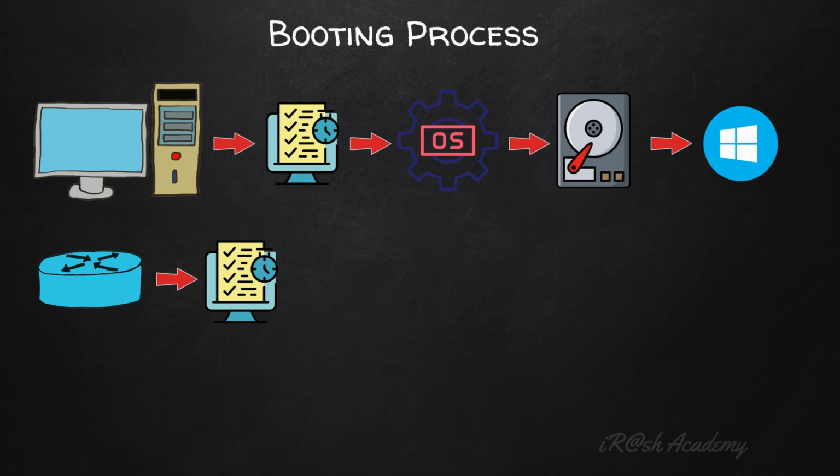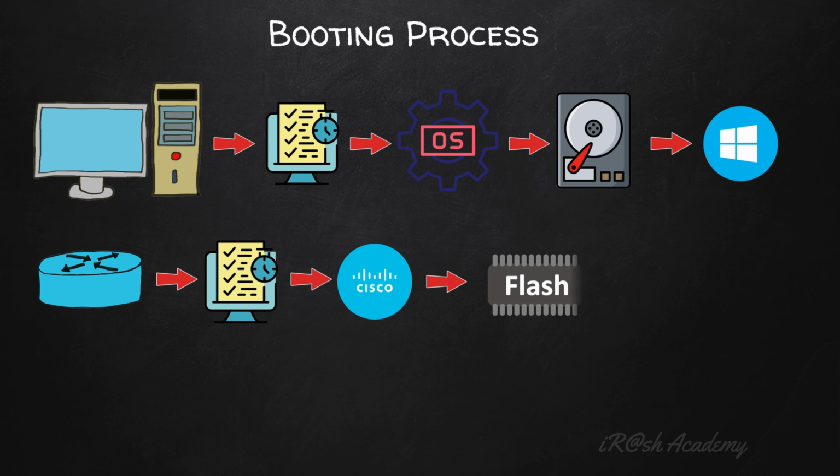Then after the POST process, the router will look for its Cisco operating system, which is called IOS. IOS stands for Internetwork Operating System. Same as Windows or Linux in a computer, the Cisco devices use Cisco IOS as an operating system. So where is this Cisco IOS file located? In the computer we know it is located in the storage area, which is the hard drive. So in the Cisco router, where is the Cisco IOS located?